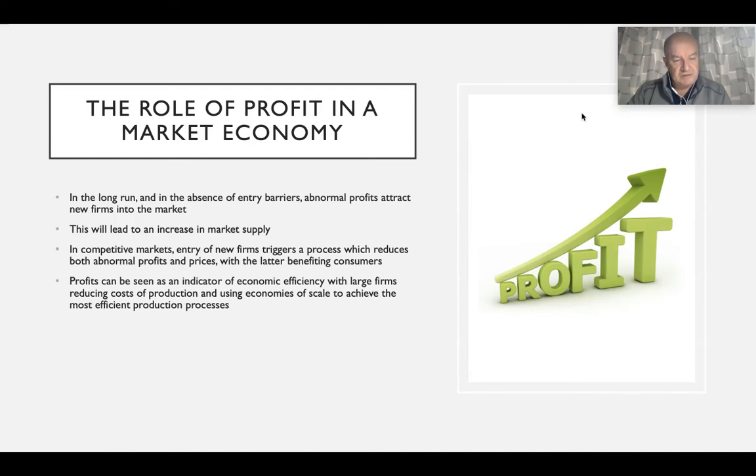Now, in some cases, profit can be seen as an indicator of economic efficiency. If you think about that, if the business is able to reduce its cost of production using economies of scale that we talked about before and achieve the most efficient production processes, then one could argue that profits are actually a really good indicator of how well you're running a business. And as we said before, that tends to be the main motivator for most businesses. But in this instance, obviously, that is quite an important indicator of economic efficiency.